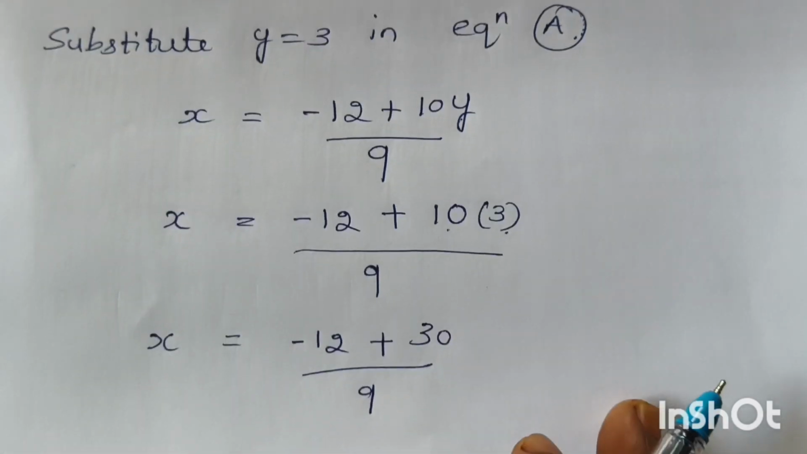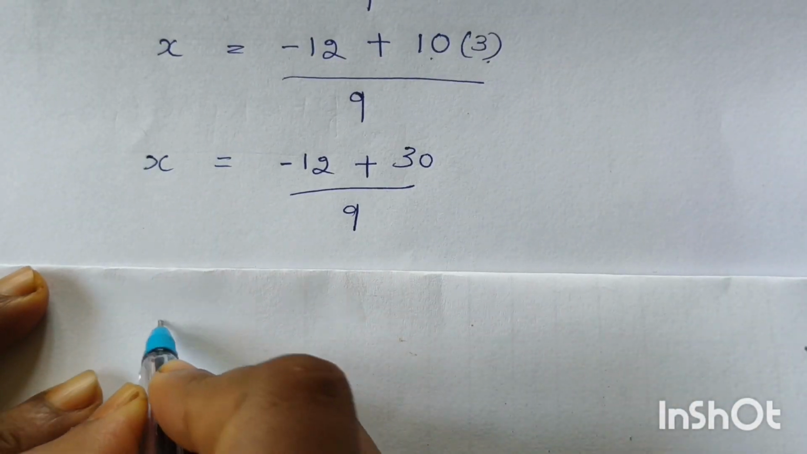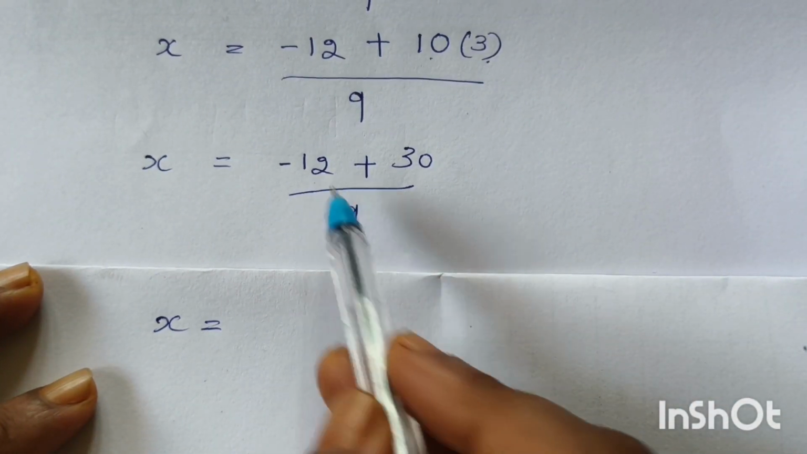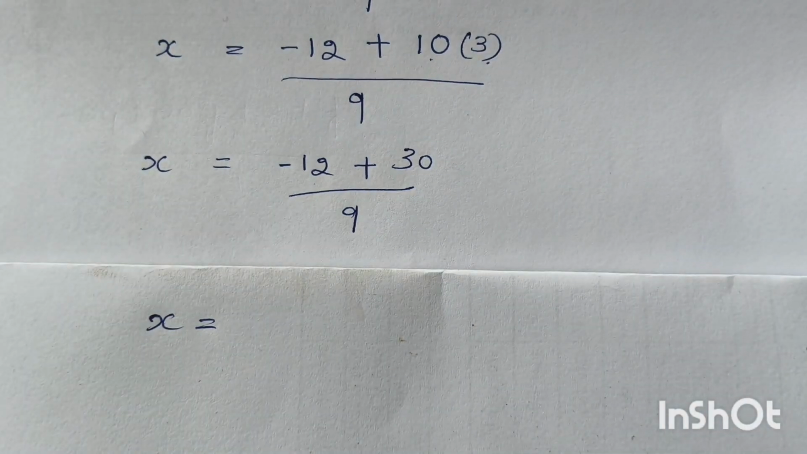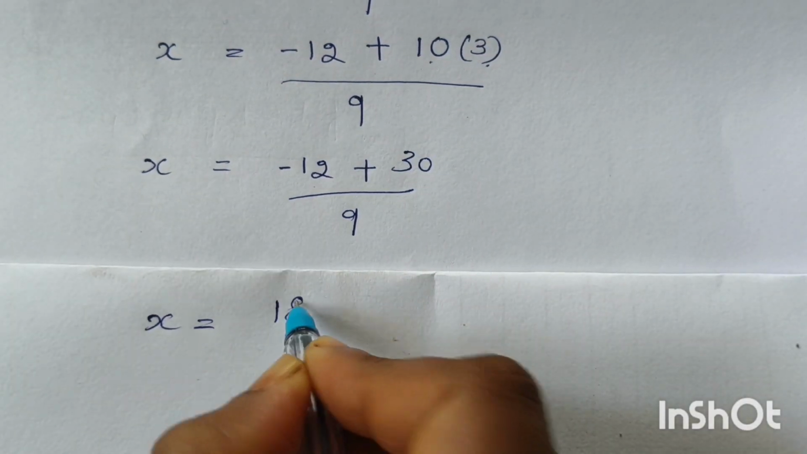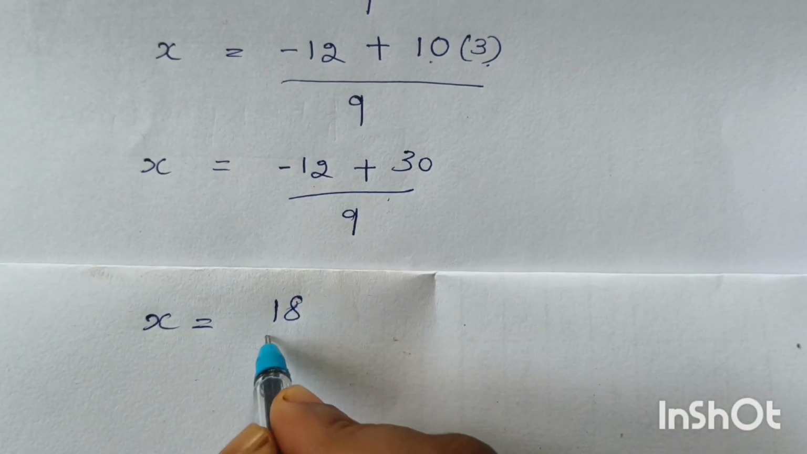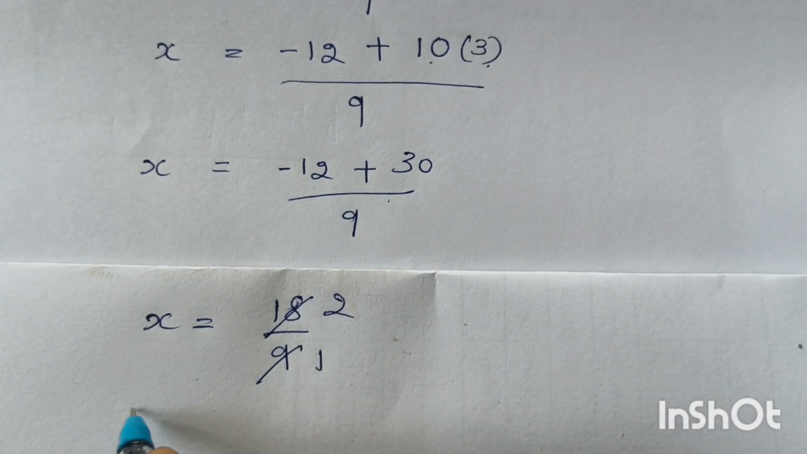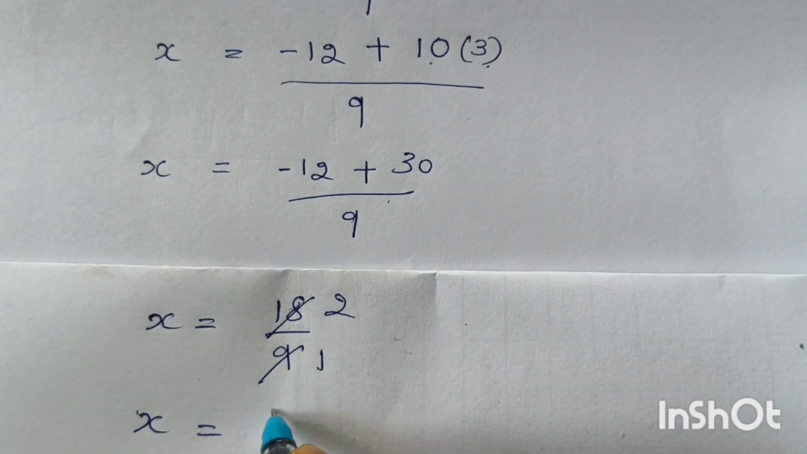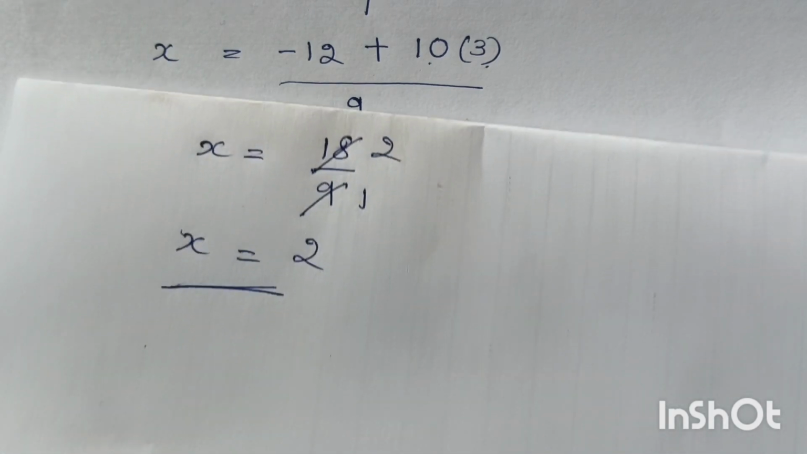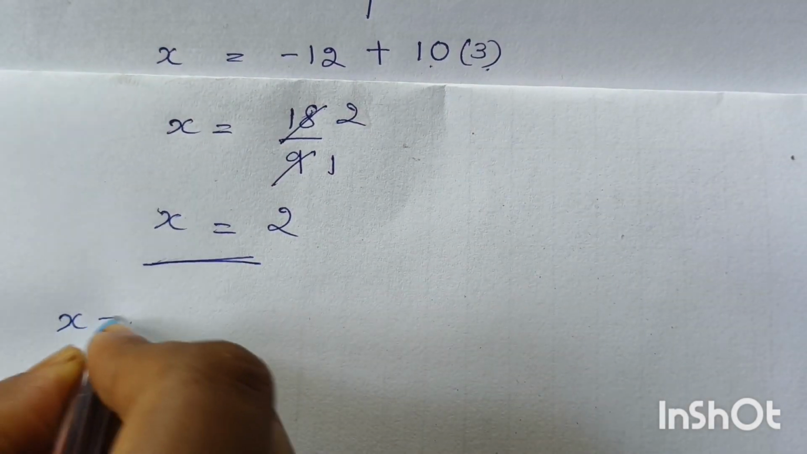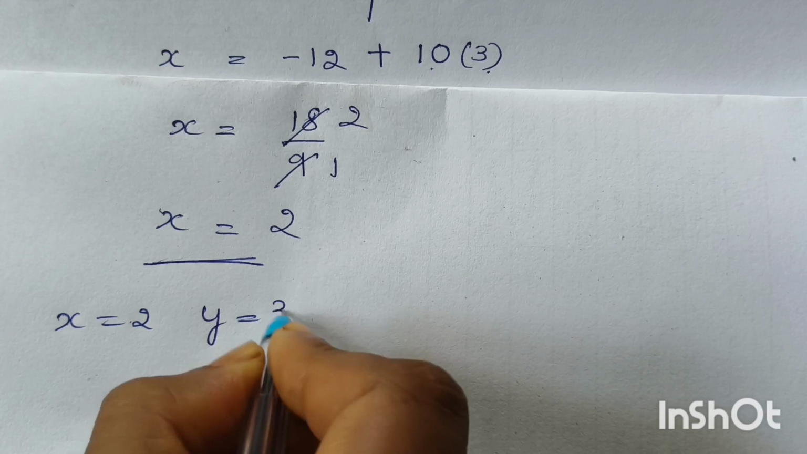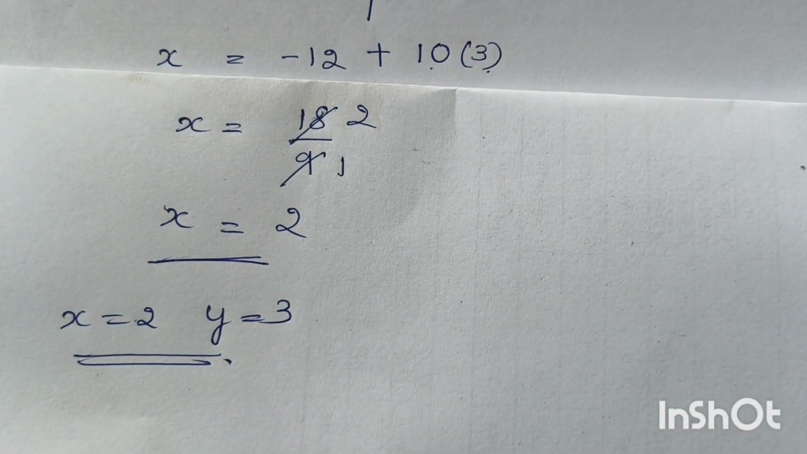Now x is equal to minus 12 plus 30, which is 18, 18 divided by 9. 9 2s are 18. x is equal to 2. Therefore, the value of x is 2, y is equal to 3. This is our answer.